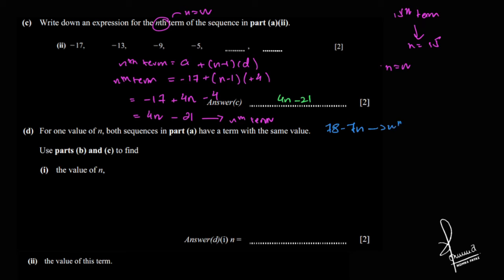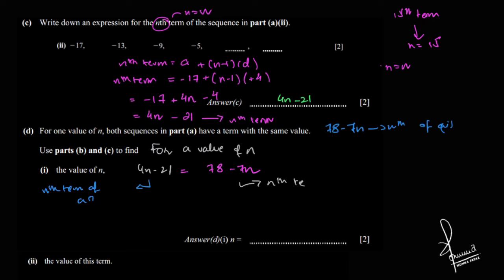This was your nth term of A1, and this you found as the nth term of A2. Now the question is saying that there is a value of n for which the nth term of both, for a particular value of n, is the same. So can I say that for a value of n, let me write it down, 4n minus 21, which is the nth term of A2, will equal 78 minus 7n, which is the nth term of A1, because this is what the question is saying.